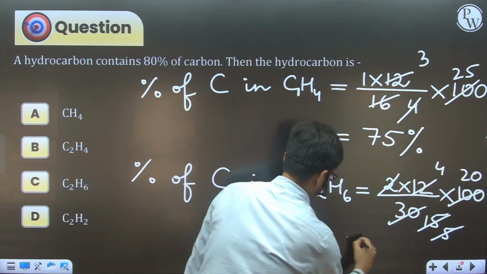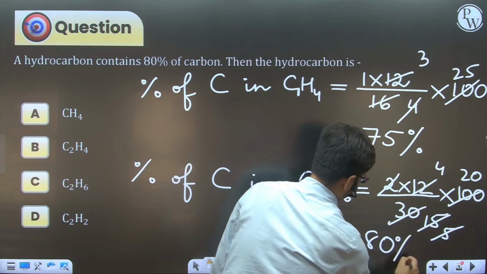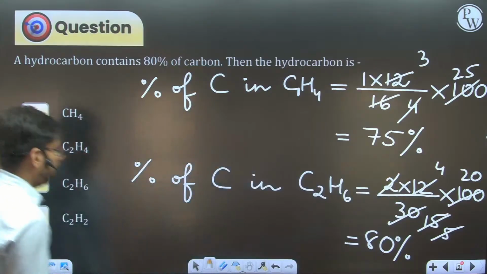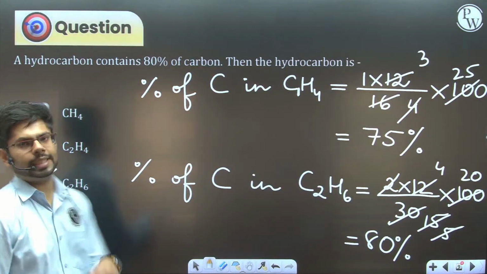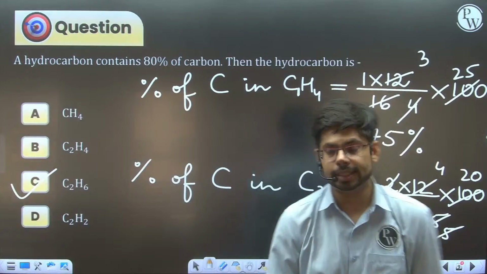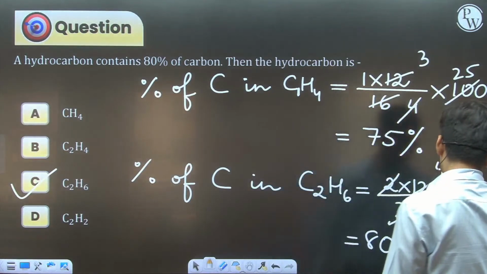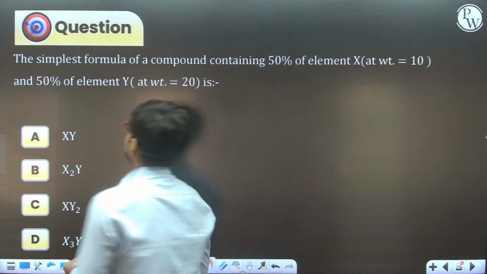Yes, we got 80 here, so need not check the other options. 20 into 4 is 80, and hence the hydrocarbon is C2H6, which is ethane. So IUPAC name of C2H6 is ethane. Next question. The simplest formula.